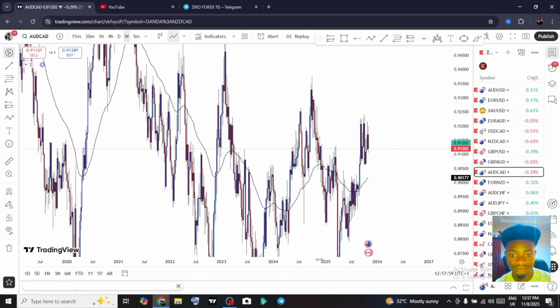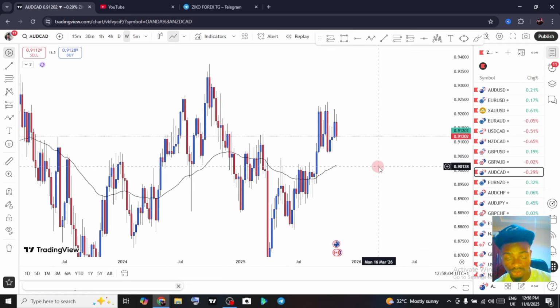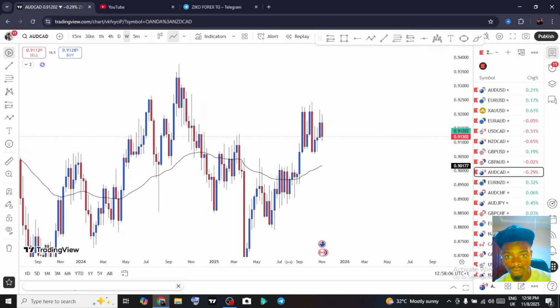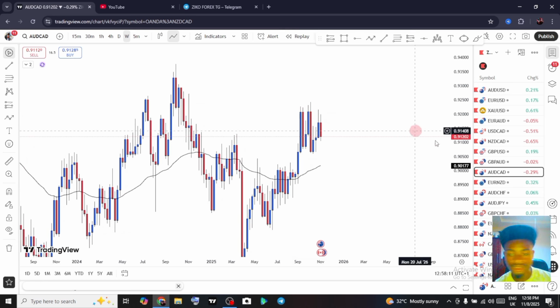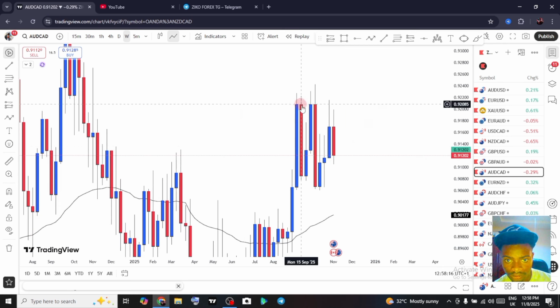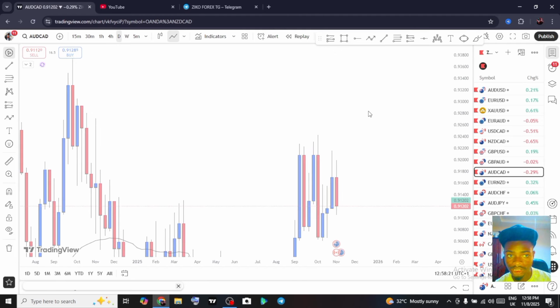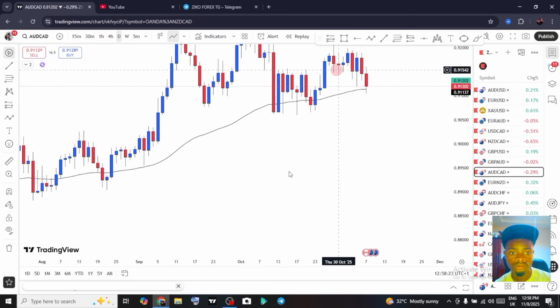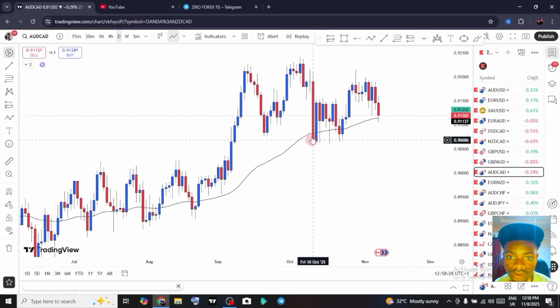So weekly time frame. Weekly time frame is, well, actually bullish or bearish? Come in, let me step in closer and see. Well, we'll make a decision about that. Let's look at other time frames. Daily time frame. Daily time frame is bearish.